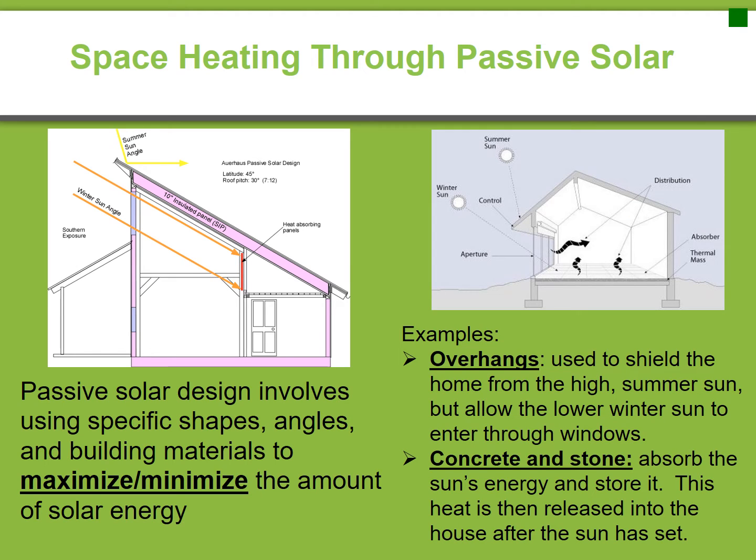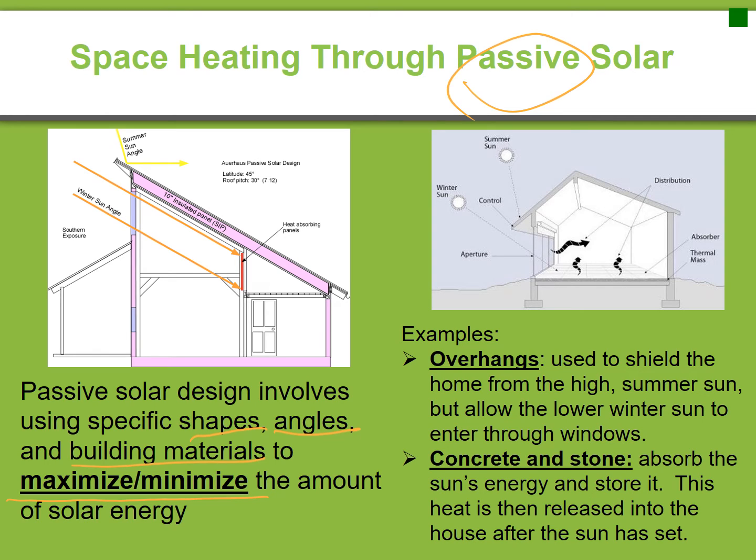All right, they also use space heating through passive solar. So passive solar means you're just being passive. It's not active solar. Okay, so you're not using it actively to do something. It's just allowing whatever happens with the sun to do what it does. Okay, so passive solar designs use specific shapes, angles, and building materials to maximize or minimize the amount of solar energy, depending. Like if you're in a desert, you might want to minimize some of the solar energy because it produces too much heat. Whereas if you're in the winter or in a snowier, less sunny area, you obviously want to maximize it. So this is one form of space heating.